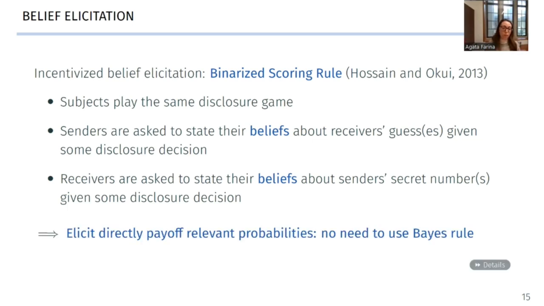What is different from the beliefs that have usually been elicited in the literature is that we directly ask questions about payoff relevant probabilities. In particular, for the receivers, we don't ask a question about sender strategy, but we ask directly a question about what you think the secret number is given this disclosure decision, or at least what's the probability that the secret number is equal to this value. This has the advantage that it does not require using Bayes' rule to back out these probabilities in the receiver's problem.